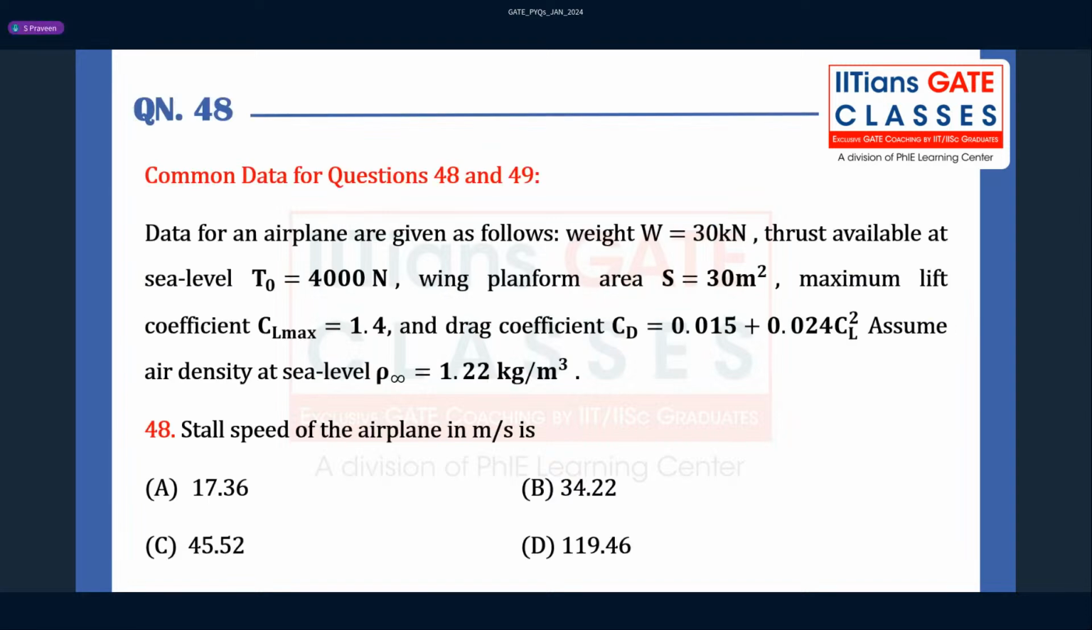So data for an airplane. It's a common data link question. Data for an airplane are given as follows. Weight is 30 kilonewton. Thrust available at sea level is 4000 newton. Wing planform area is 30 meters square. Maximum lift coefficient is 1.4 and drag coefficient is 0.015 plus 0.024 CL square. Assume air density at sea level is 1.22 kg per meter cube. The stall speed of the airplane is, we have four options: 17.36, 34.22, 45.52, 119.46. Okay, so let's try to do this. Pretty simple.